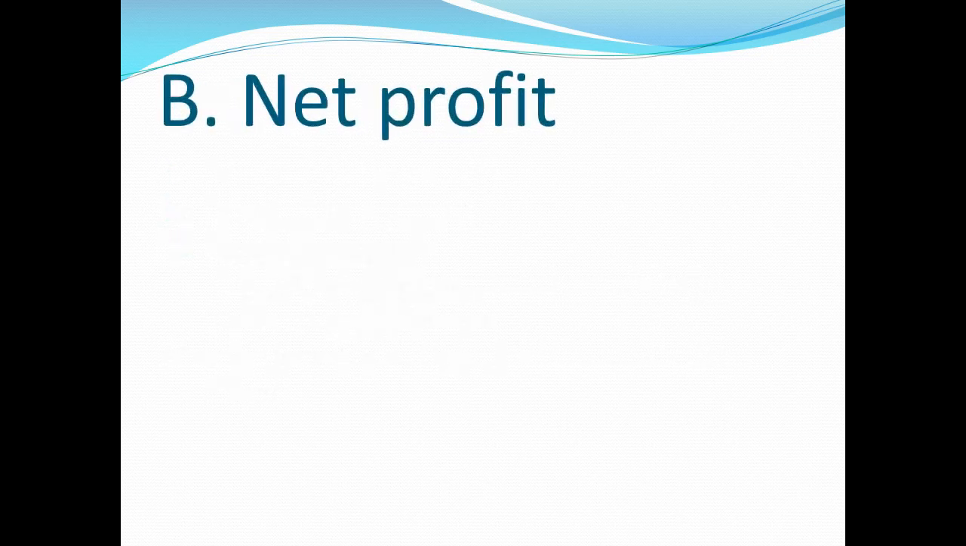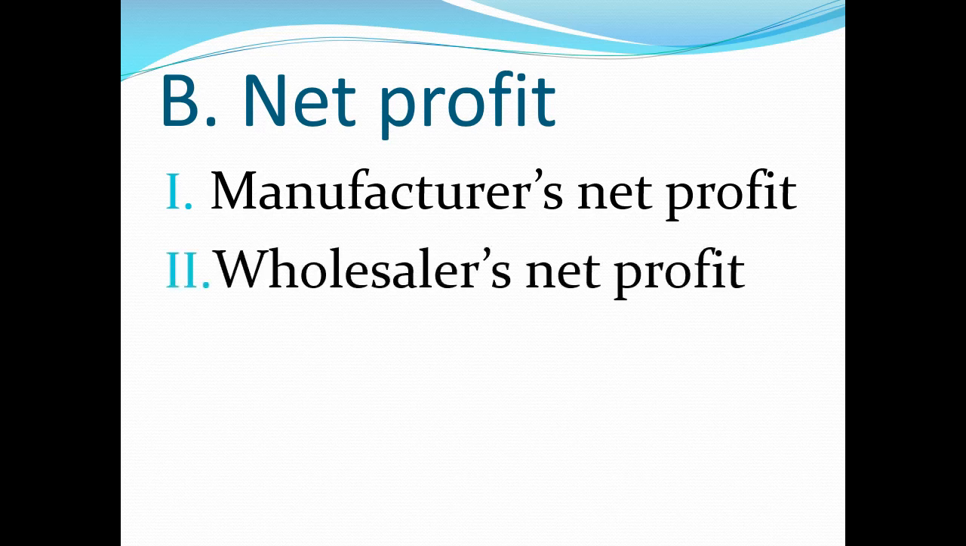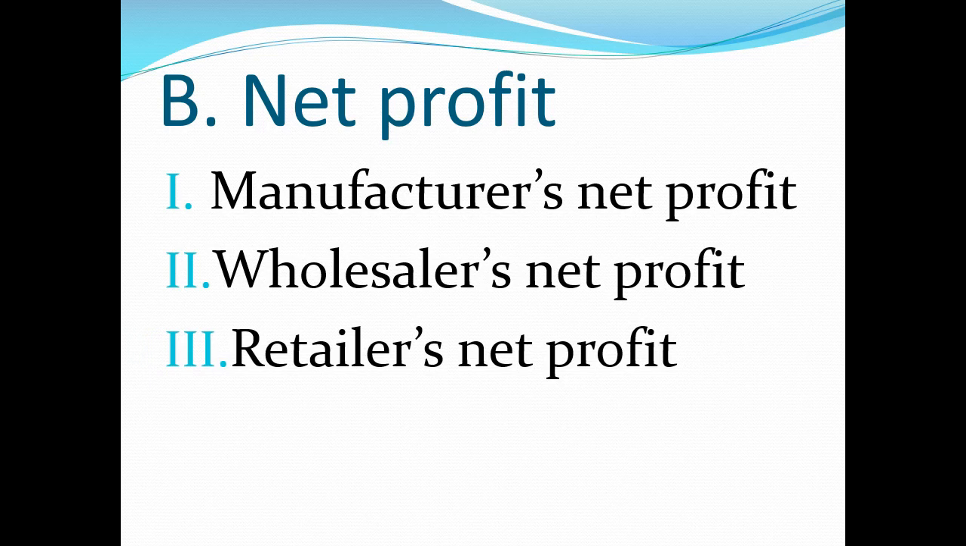And then B, we say the net profits. 1, manufacturer's net profit. 2, wholesaler's net profit. 3, the retailer's net profit. I told you we'll start with the gross profit, name it A, B. A is the gross, B is the net. After we've calculated the gross, we're going to calculate the net profit, which will enable us to know the profits that these parties make as the cost of a particular business. Okay?